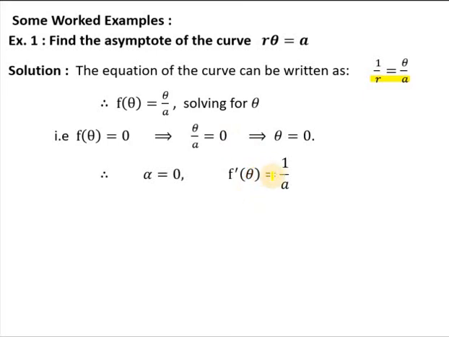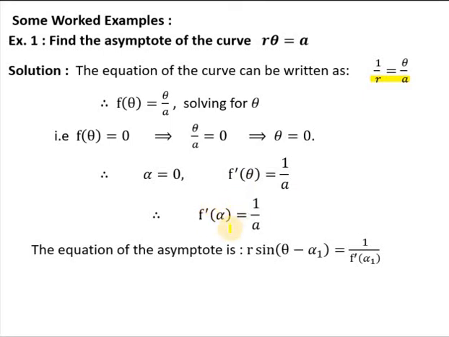So f dash of theta is equal to 1 by a. So f dash of alpha is equal to 1 by a. So the equation of the asymptote is r sine of (theta minus alpha 1) is equal to 1 by f dash of alpha 1. Now f dash of alpha 1 is equal to 1 by a. So by using that we get r sine of (theta minus 0), because alpha 1 means the first value is 0, is equal to the reciprocal of 1 by a, which is a. So it is nothing but r sine theta is equal to a.